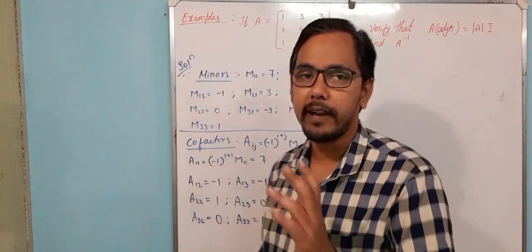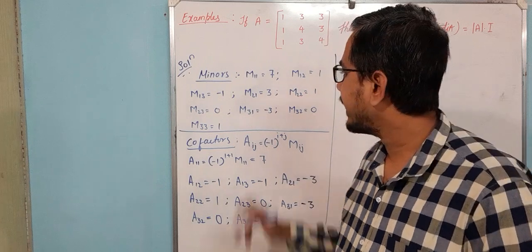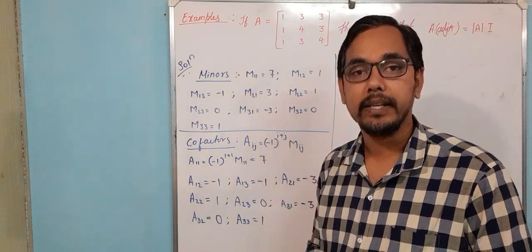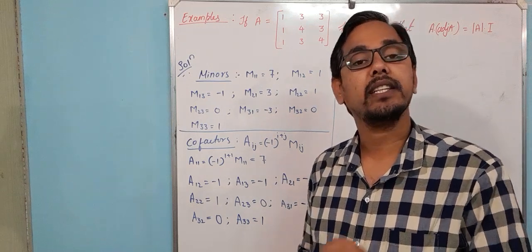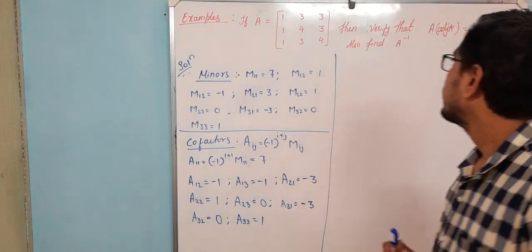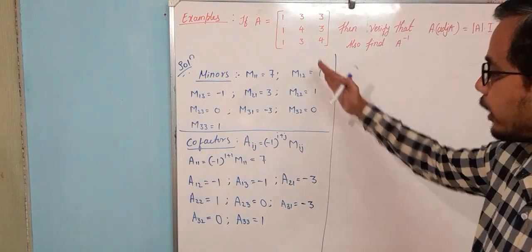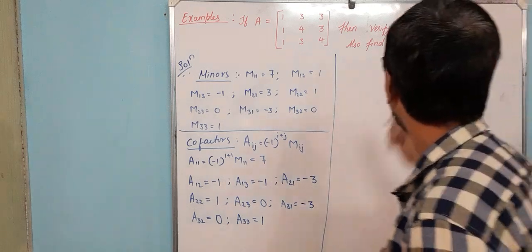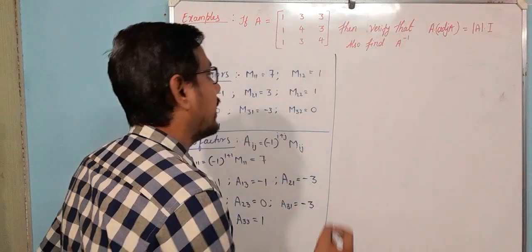So what is the explanation? If i plus j is even, then Aij will be equal to Mij. If i plus j is odd, Aij is minus Mij. That's it. I hope you have understood that one. So we have minors as well as cofactors. Now what we need to do is find adjoint A.